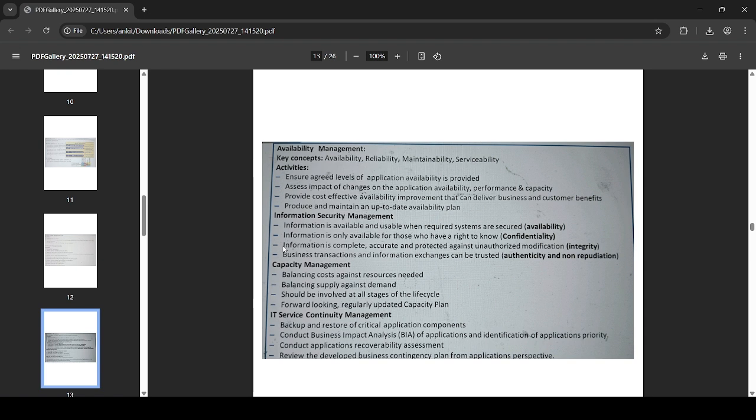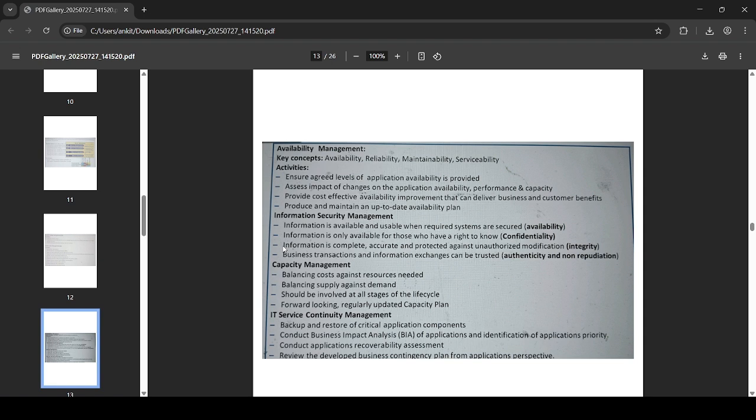Next is information security management. Information is available and usable when required. Systems are secured: availability, confidentiality, integrity, authenticity, and non-repudiation. Business transactions and informational exchanges can be trusted. This comes under information security management, like what all the security we are going to provide to the customer while building this application. All these things come under information security management.